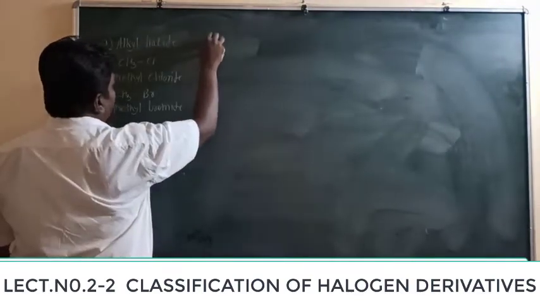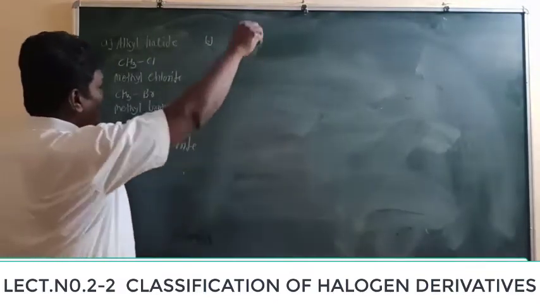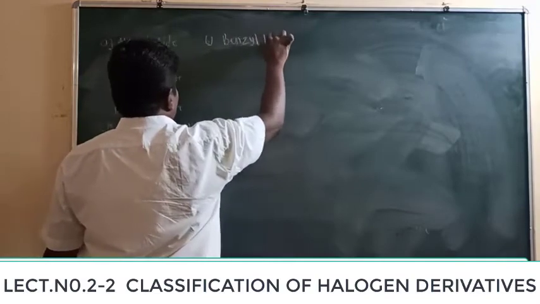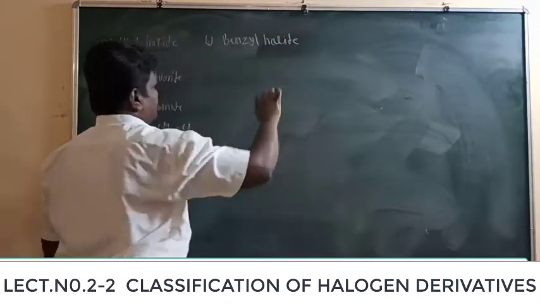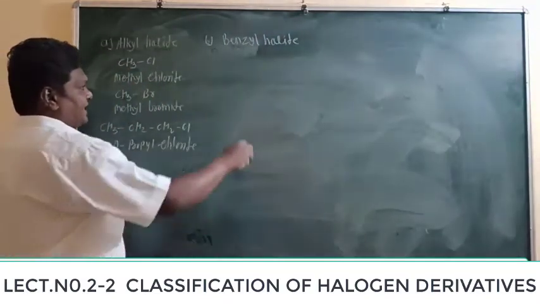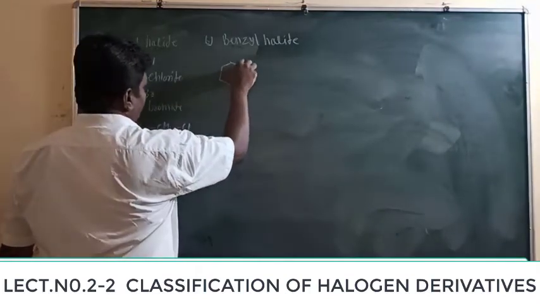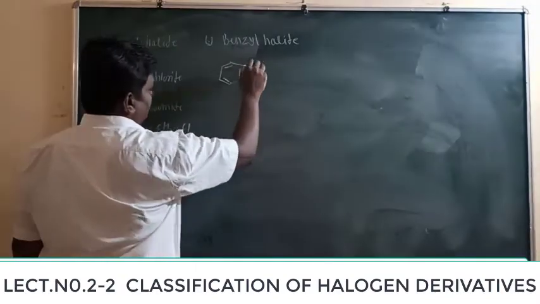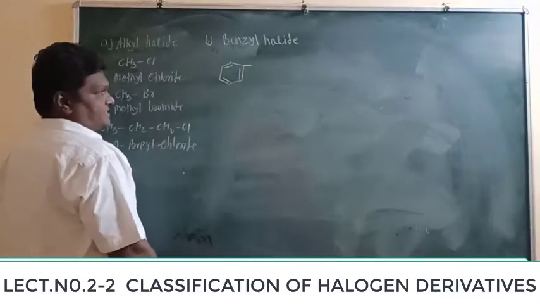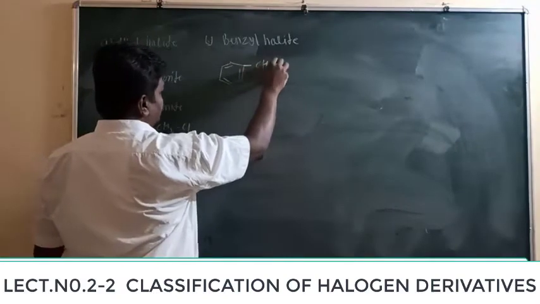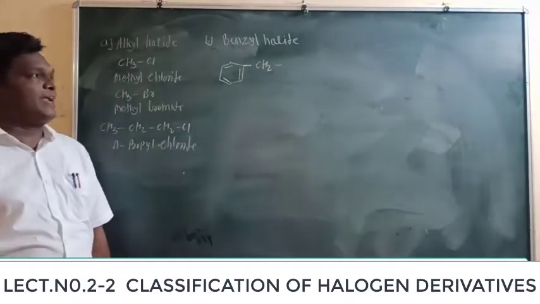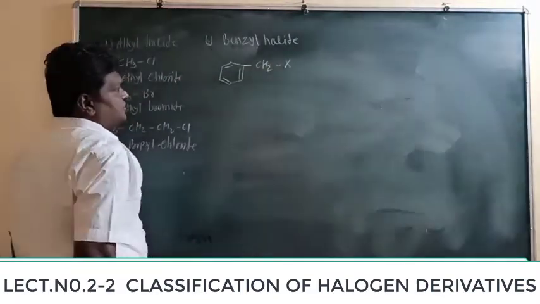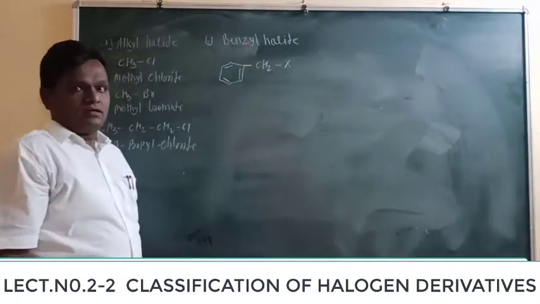The second classification is called benzyl halide. What is a benzyl halide? This group or compound is called benzene. If I just draw this, this is called phenyl, and if I write here CH2, this group is called the benzyl group. Now, if I write a halogen atom here, then this is called benzyl halide.